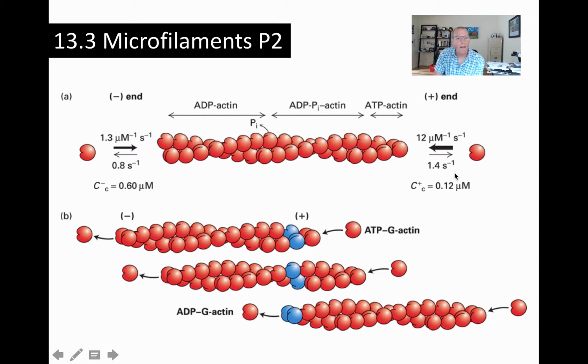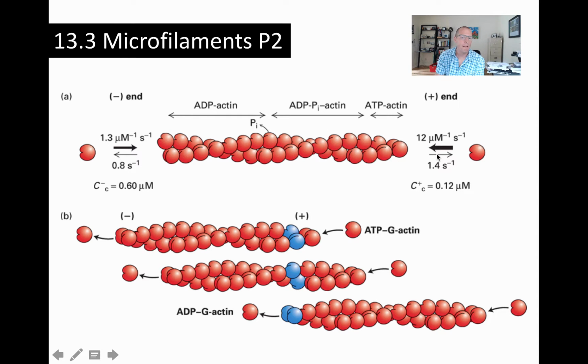So let's look at the association constants at the plus end and the minus end. So that's this figure at the top here, 12 micromolar^-1 second^-1. So that value there is nearly an order of magnitude greater than the association constant for ATP bound G-actin at the minus end.